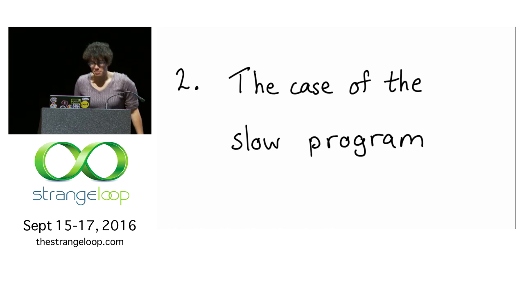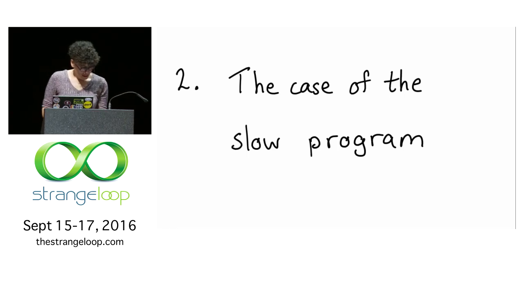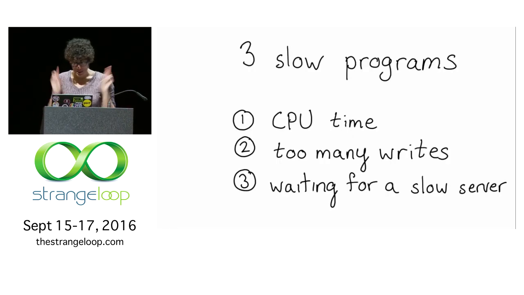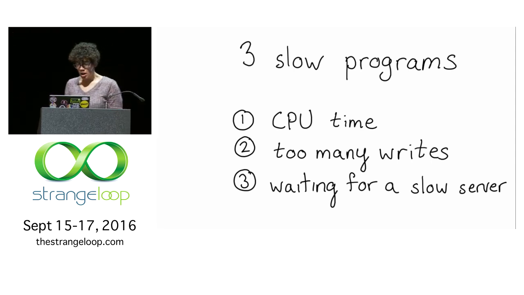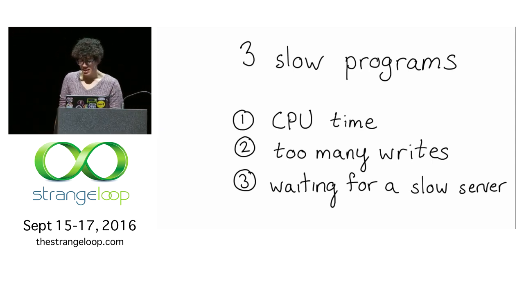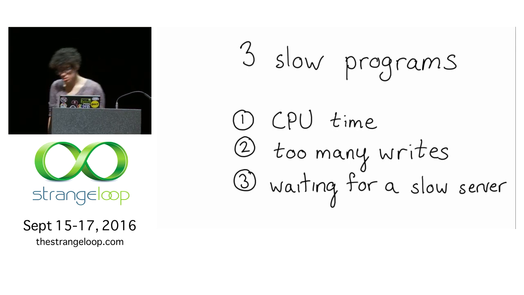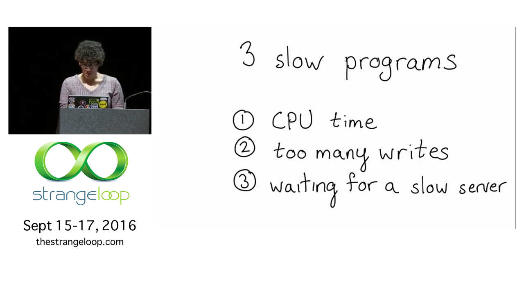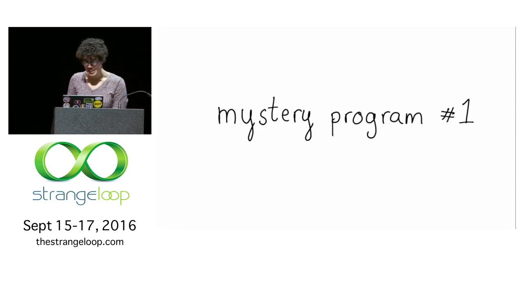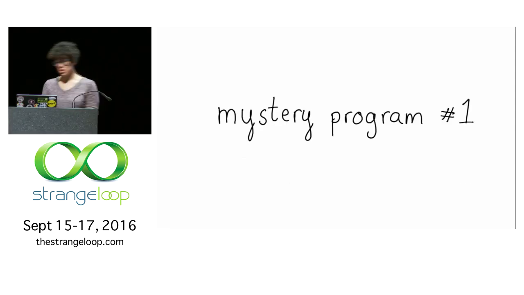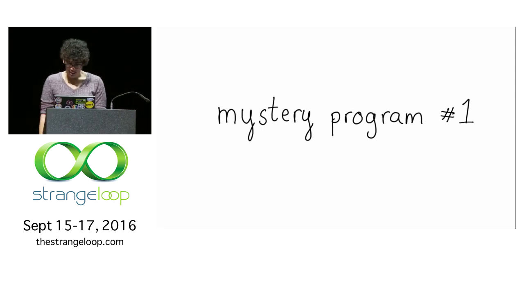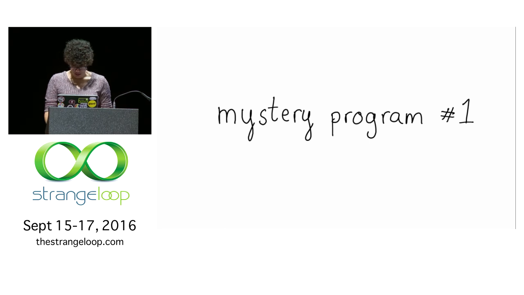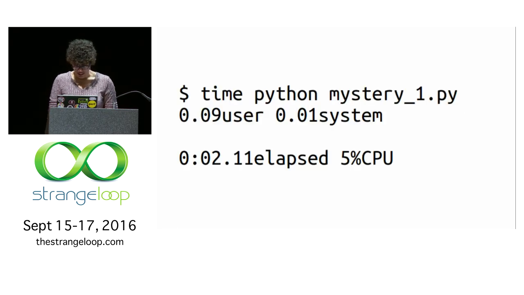OK. Next up is the case of the slow program. So we have 3 slow programs. One is slow because it's using too much CPU time. One is slow because it's writing too much stuff to disk. And the last one is slow because it's waiting for a slow server. And we don't know which one is which. I mean, I do, but you don't. They're called Mystery 1, Mystery 2, and Mystery 3. We're not going to figure out which ones they are by reading the source code. We're going to figure it out by being wizards, obviously, because that's the whole point of this talk.